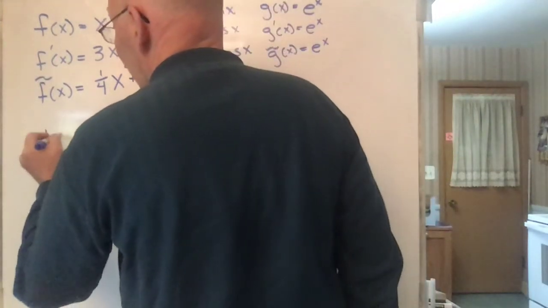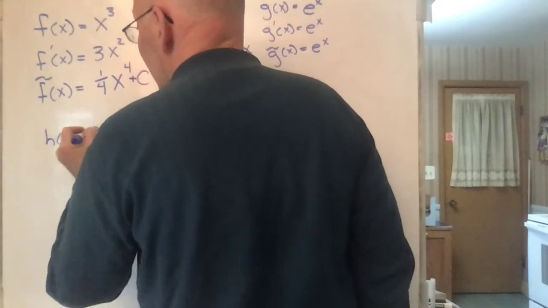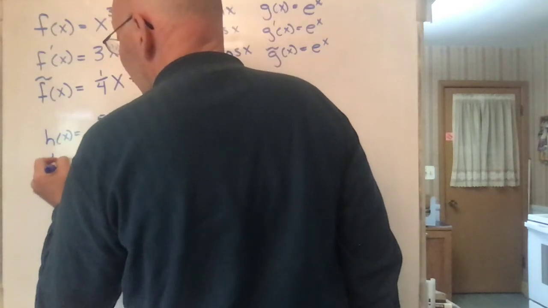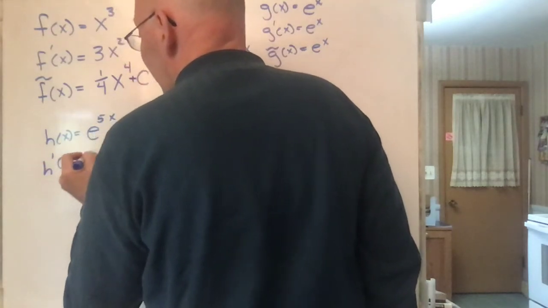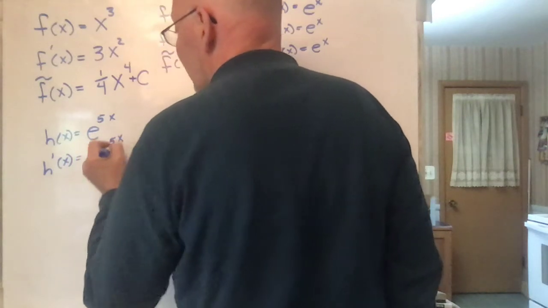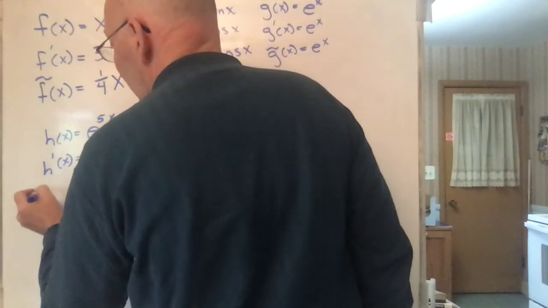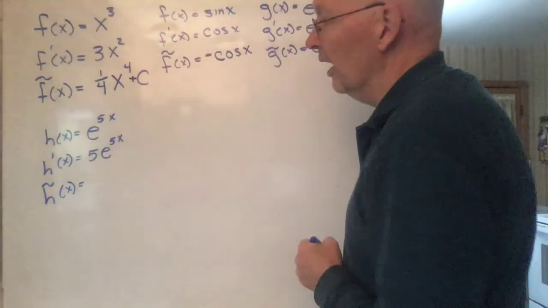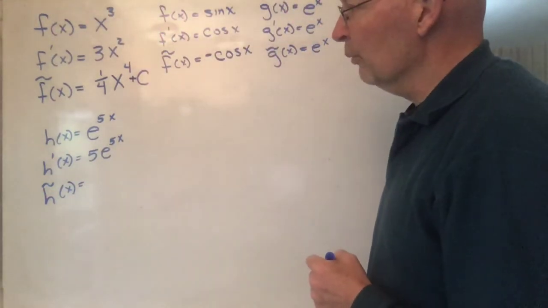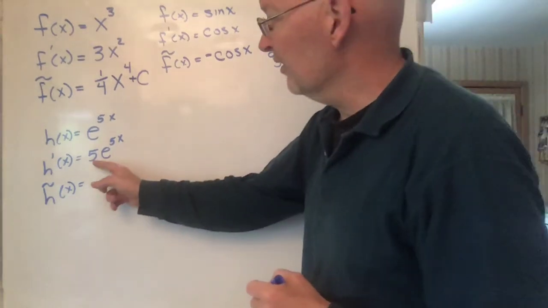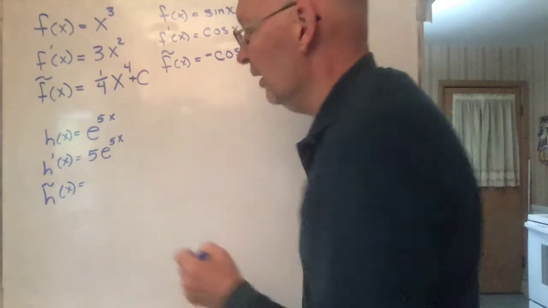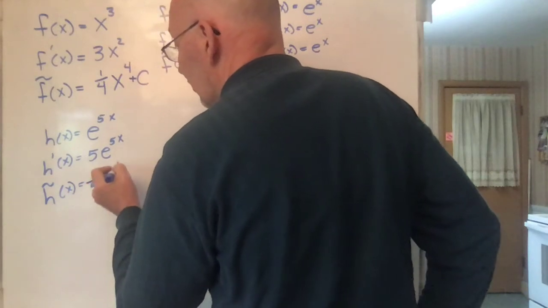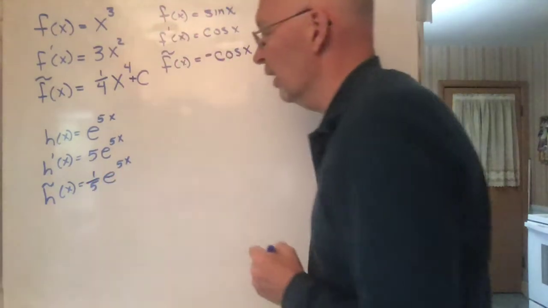How about h of x is equal to e to the 5x? Then the derivative is going to be 5e to the 5x, and the antiderivative is, let's see, how are we going to do that in reverse? Since the derivative ends up putting a 5 down front, I think it will work to put a 1/5 there. Let's check it out. You can always just guess and try.